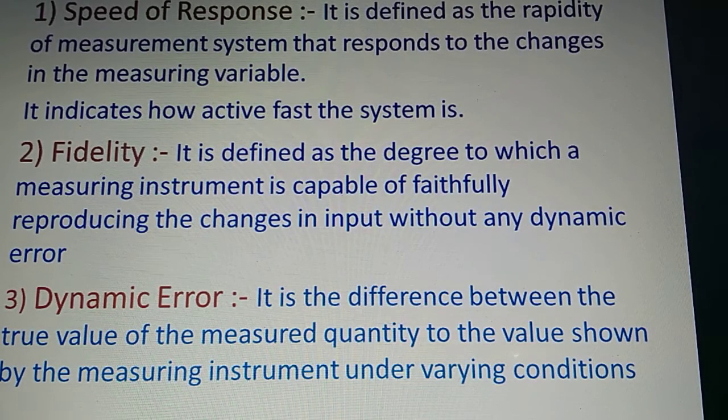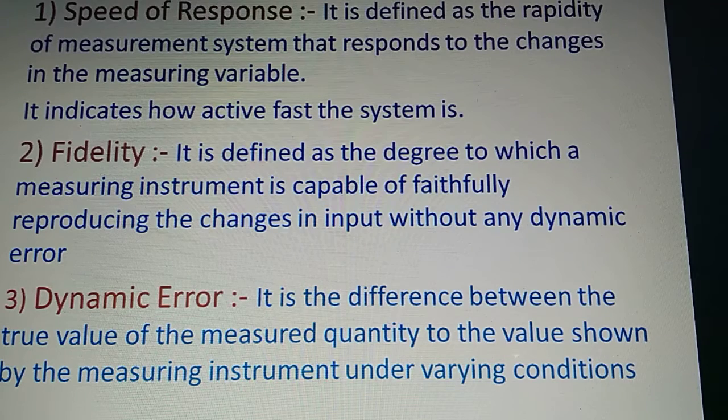The speed of response is defined as the rapidity with which the measurement system responds to changes in the measuring variable, and this indicates how active or fast the system is. Second is the fidelity. Fidelity is defined as the degree to which a measuring instrument is capable of faithfully reproducing the changes in input without any dynamic error. This is called the fidelity.